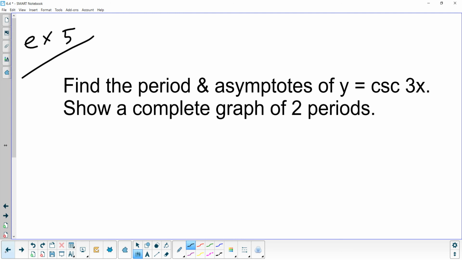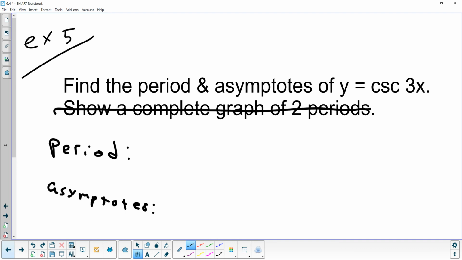All right, let's just find the period, and we'll do the asymptotes. I'm going to skip the graph. What's the period of cosecant 3x? Sarah? Is it 2 pi over 3? Yep, it's 2 pi over 3. So if I wanted to show a window that had 2 cycles in it, take that and double it: 4 pi over 3. Make your window that wide.